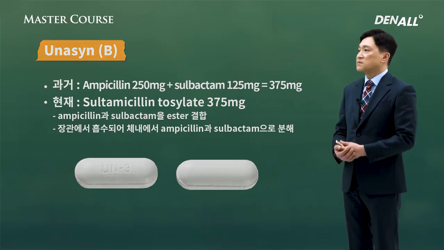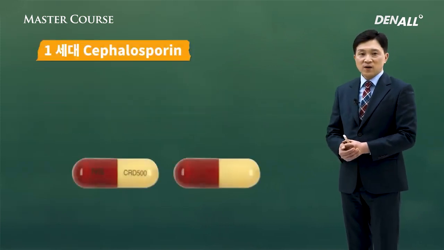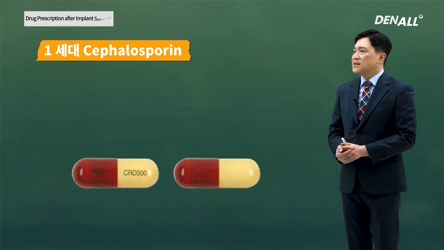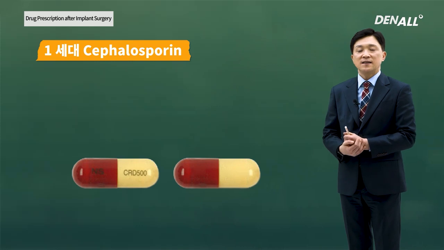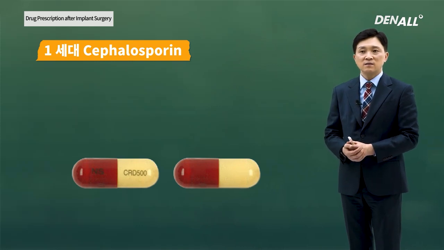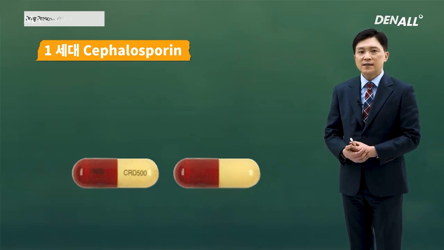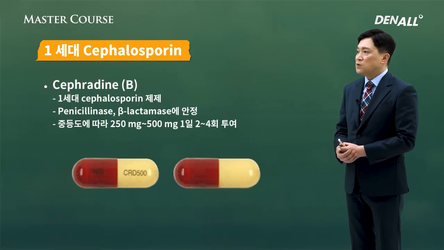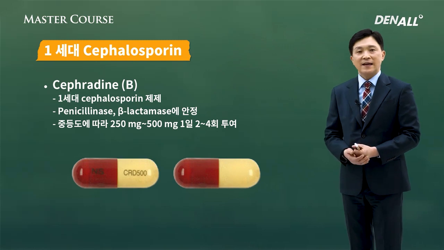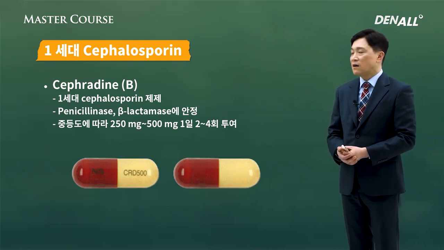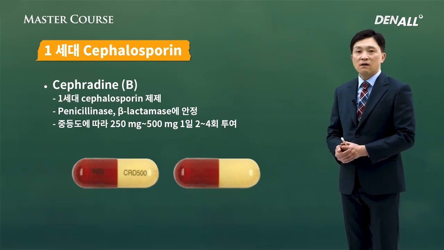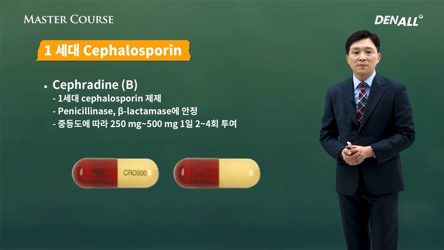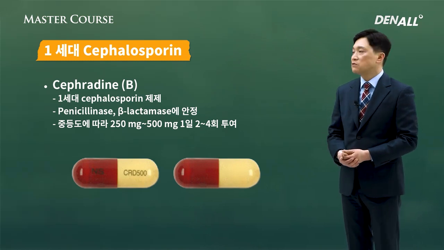The next most used one is cephalosporin. There are generations, usually generation 1, 2, and 3. What we use are generation 1 and 2. Cephalexin is the representative drug in the first generation. It is stable to penicillinase and beta-lactamase and also has a similar effect as Augmentin. Depending on severity, 250 mg to 500 mg can be administered 2 to 4 times a day.